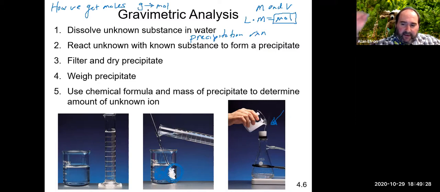So instead of gravity filtration, where you pour it in and just wait for it to drop by gravity, you hook it up to a vacuum, turn it on, and it sucks everything through really quickly and filters it very quickly. And what we typically would do, as we were pouring this through, is collect all of the solid on that filter paper.